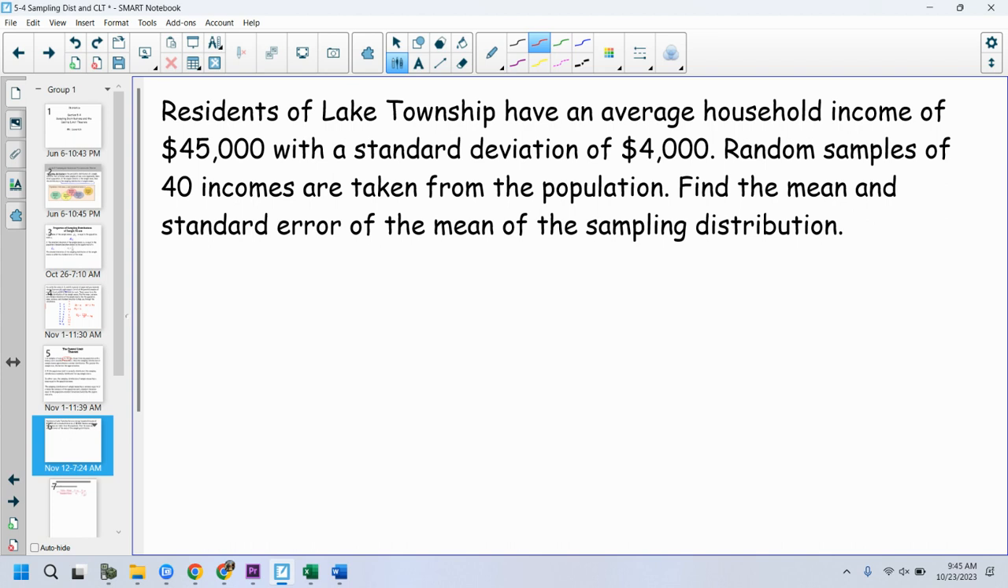Okay, so what I want to do here is find the mean and standard error of the mean of the sampling distribution. I know that the average household income is $45,000, right? That's my mu.